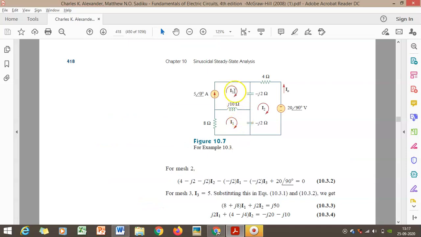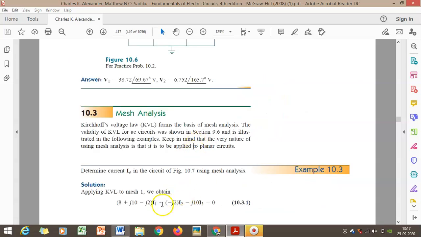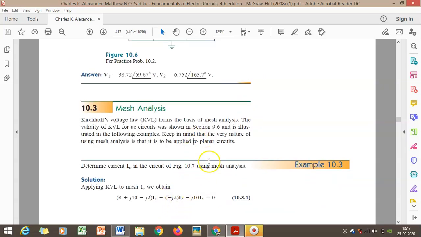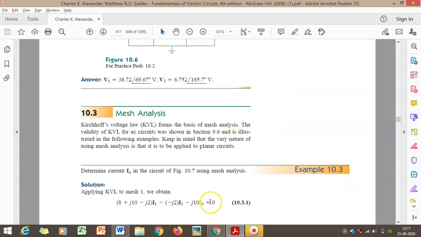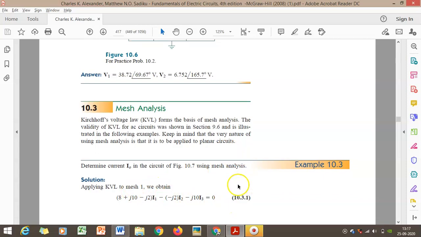Second part, I2 current is flowing through this capacitor, so we have to subtract that. So subtraction of minus j2 into I2. The I3 current is flowing through the j10 inductor, so we have to subtract that. So minus j10 into I3 equal to 0. This is the KVL for the first mesh.